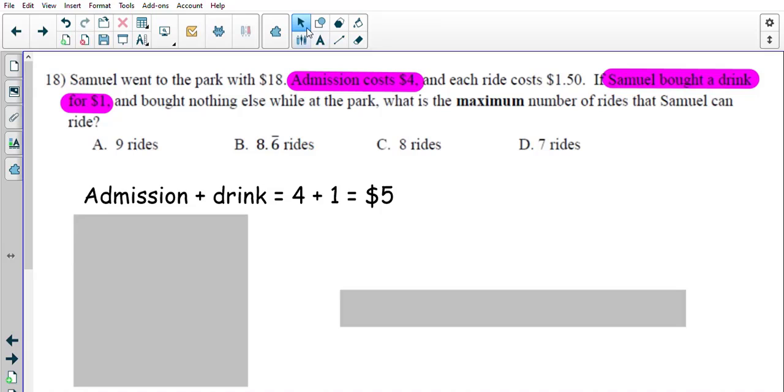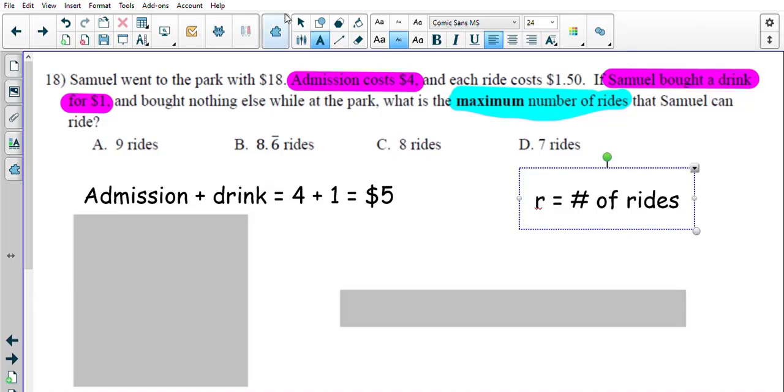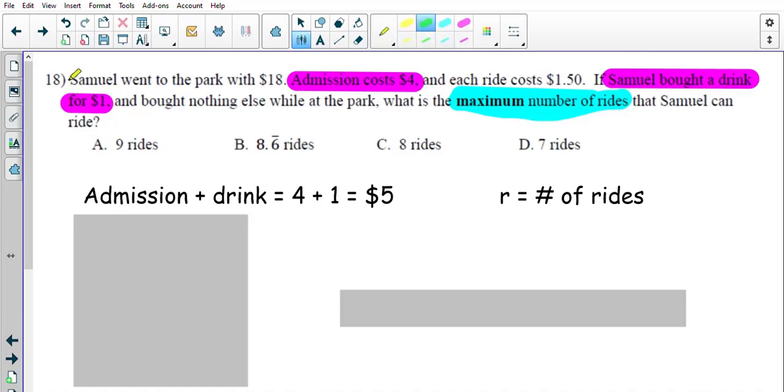We do know that we're trying to figure out the number of rides. I did not specifically define a variable here, but I can do that. There we go. So I'm going to say R equals number of rides. And then I would actually physically set up an inequality and solve it. So we know that Samuel went to the park with $18.